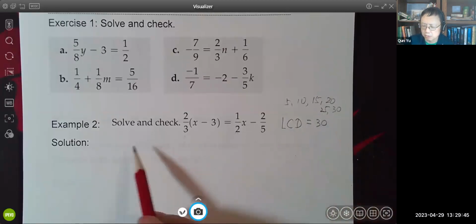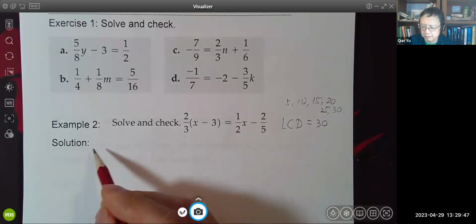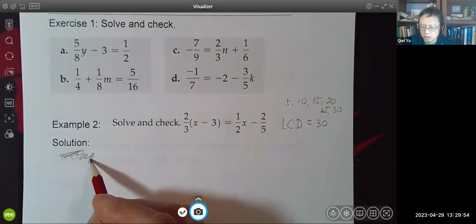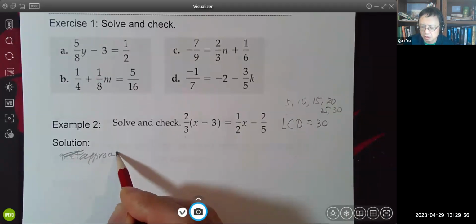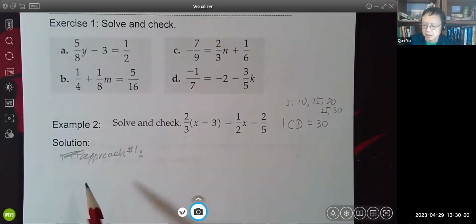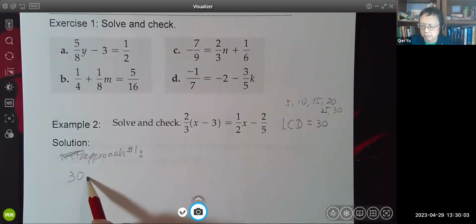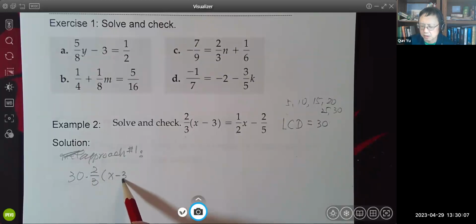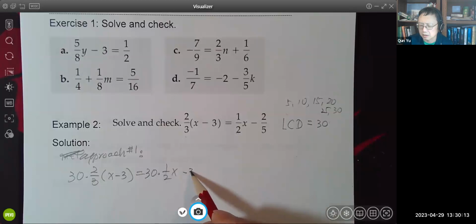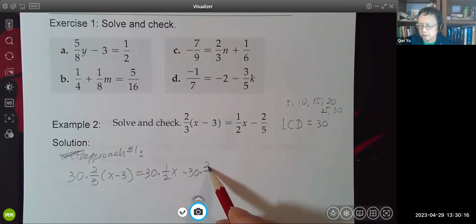Now I'm going to multiply both sides by 30. So this is method 1. We can just call it approach number 1 instead of method number 1. So 30 multiplied by 2/3, and this parenthesis. The other side, 30 times 1/2 x minus 30 times 2/5.